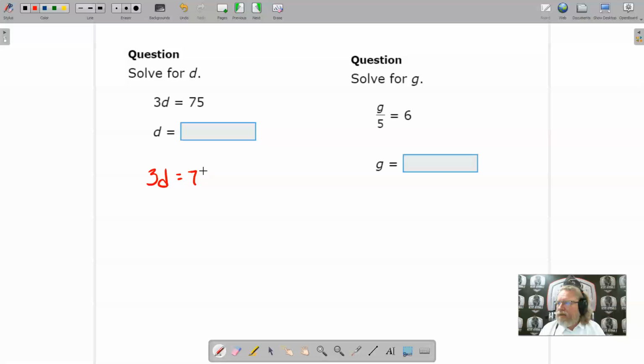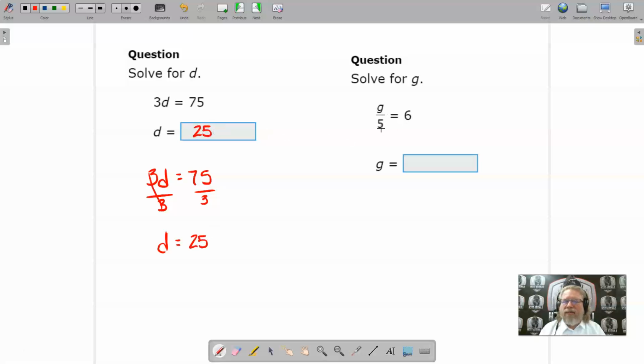So 3d equals 75. The 3 is tied to the d through multiplication. The opposite operation is division. And we're going to divide by the very number we wish to get rid of, which is 3. And what we do to one side, we're going to do to the other. The 3s are going to cancel each other, leaving us with just d on the left. And 75 divided by 3, well, that's 25. So d equals 25.